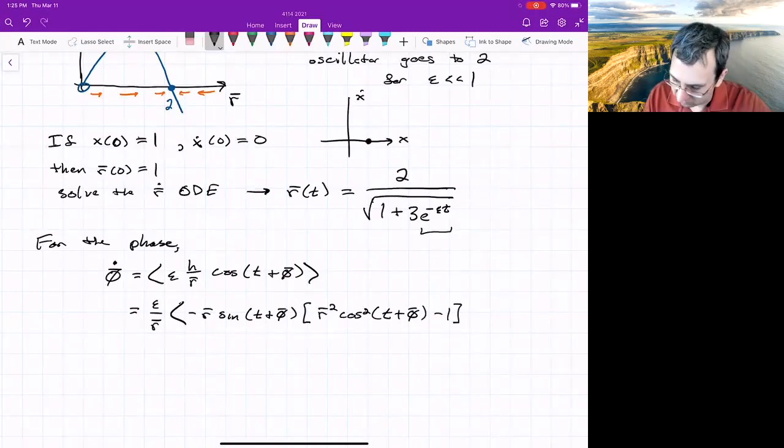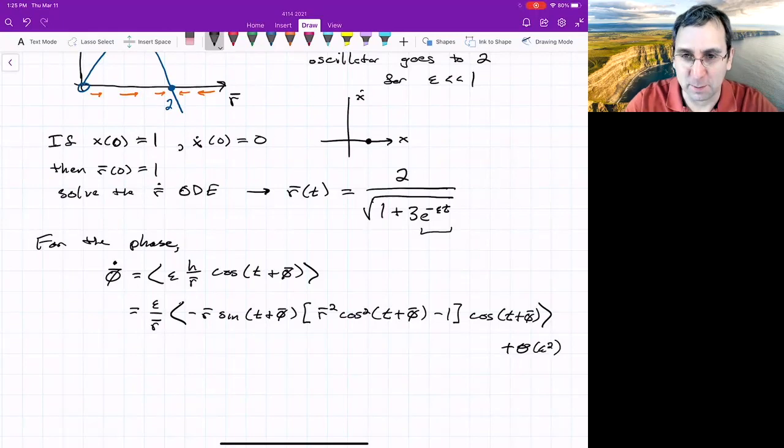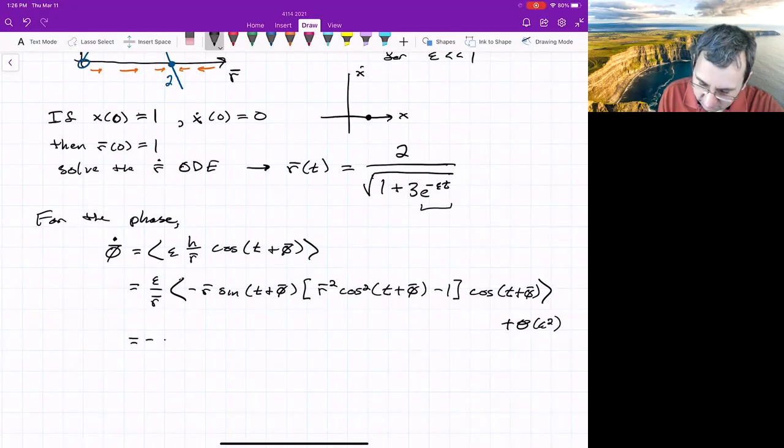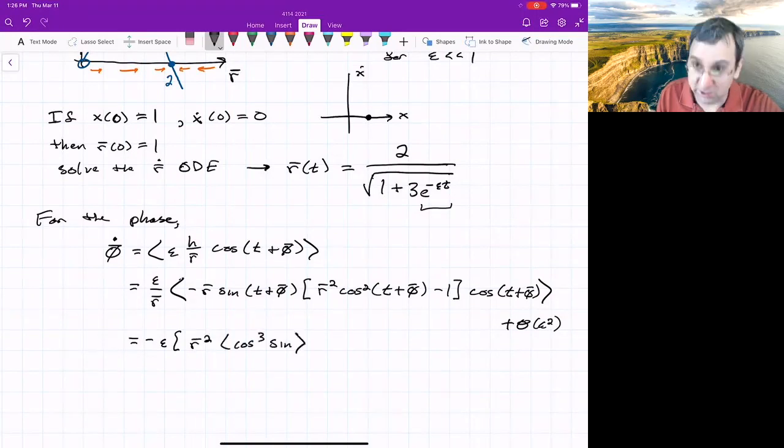All of that times cosine(t + phi bar). And then there'd be a plus order epsilon squared. That's for proper bookkeeping. All right, so what do we get? Negative epsilon R bar squared, cosine cubed times sine, the time average of that, minus the time average of sine and cosine.